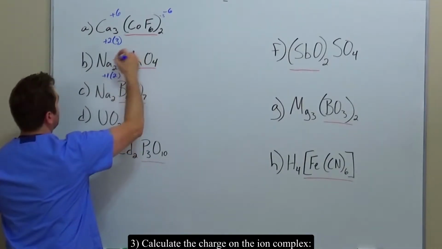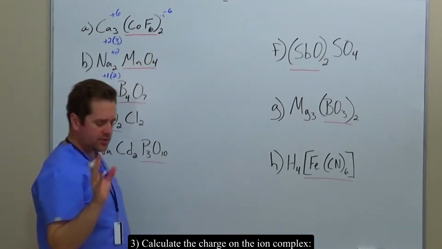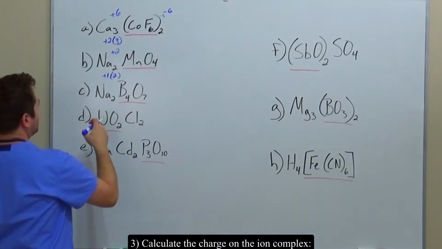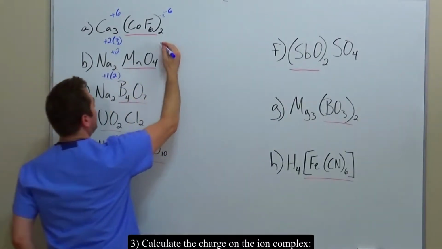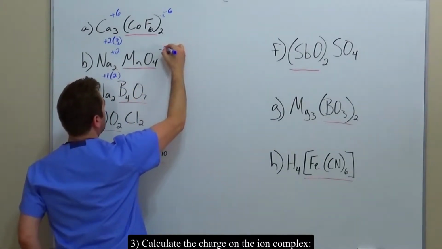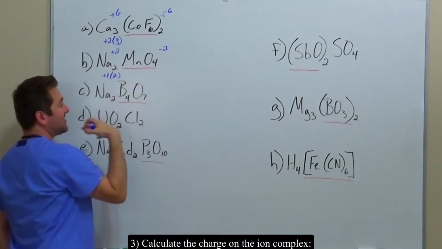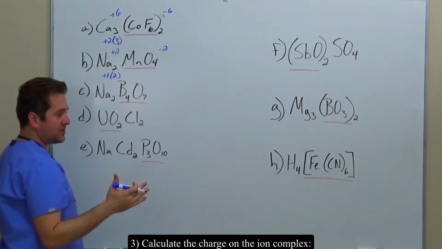So overall, these 2 sodiums have a positive 2. Now what about the manganate? There's only 1 manganate. So here, this must have a charge or an oxidation number of negative 2 in order to neutralize the 2 sodiums. And this one is done. That's exactly what it is, negative 2.